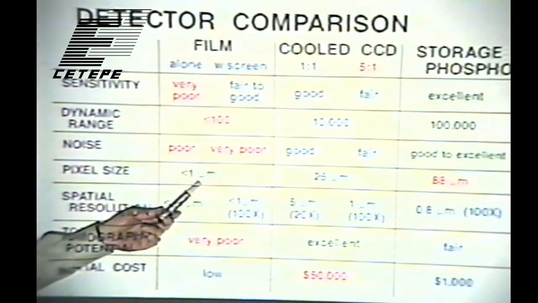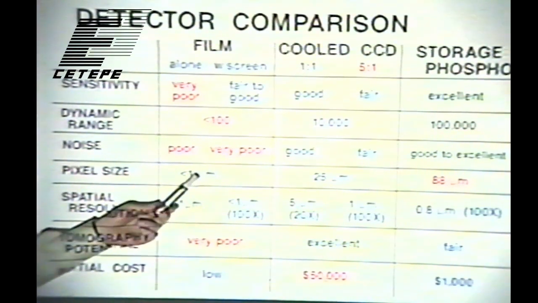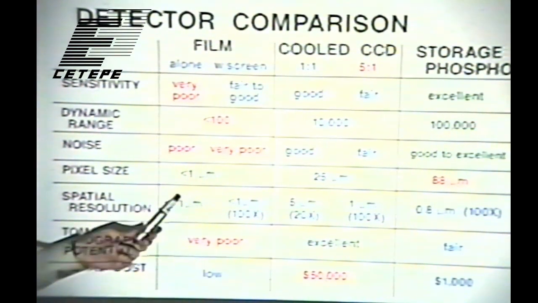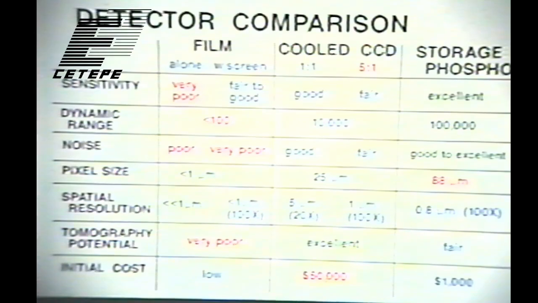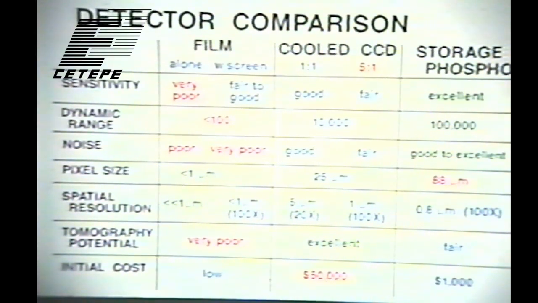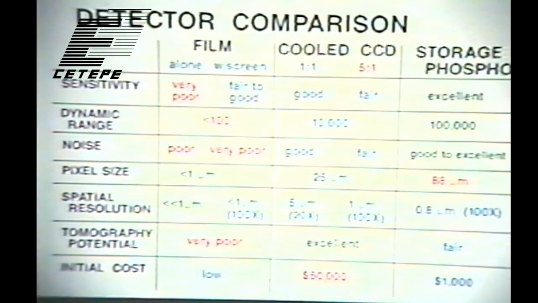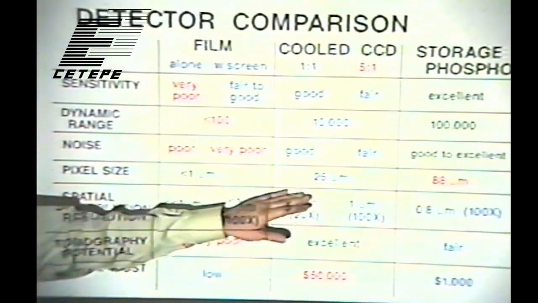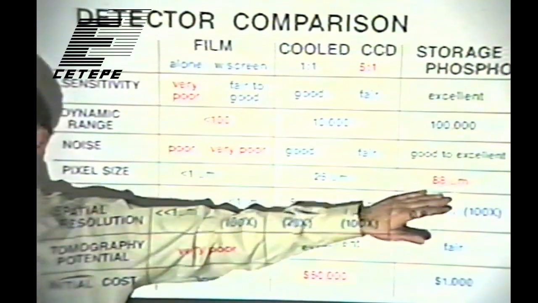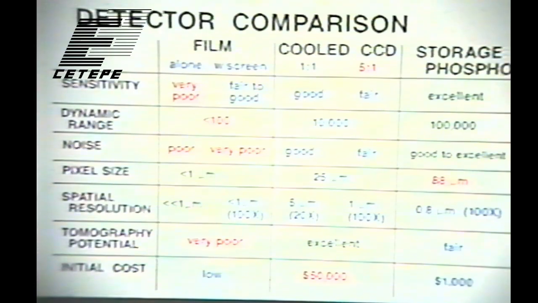Pixel size in film will never be surpassed. I mean, it can be less than a micron, so the resolution of film I don't think will ever be improved on. Cooled CCDs, a typical pixel size is about, the smallest pixel I've ever heard of is 6 microns, I think. But you don't want them small, because then you have this problem with demagnifying the image too much and you lose all the light.